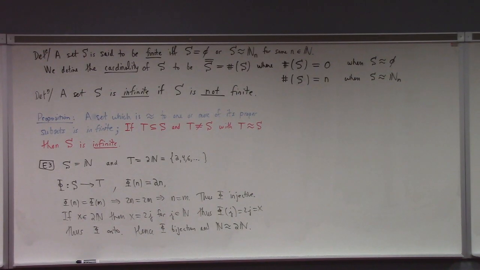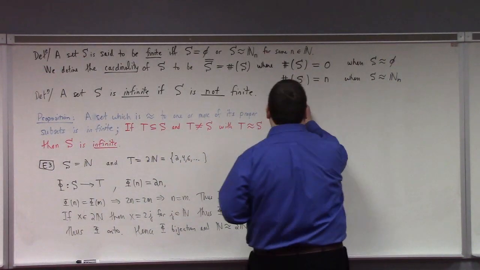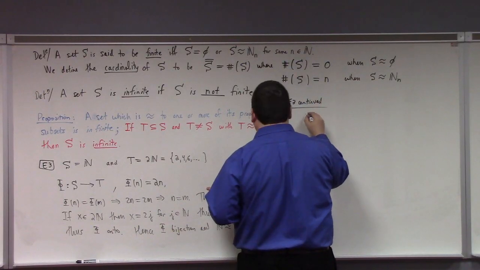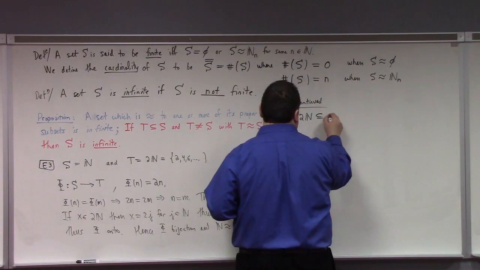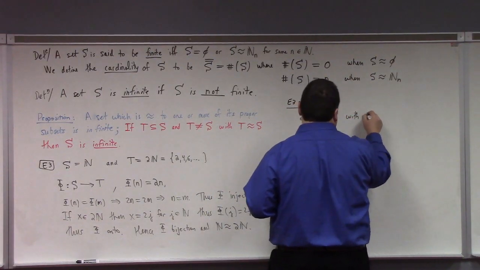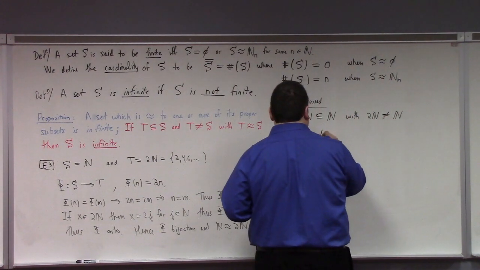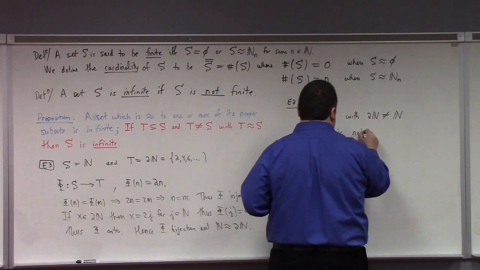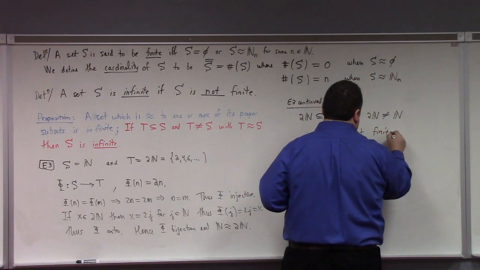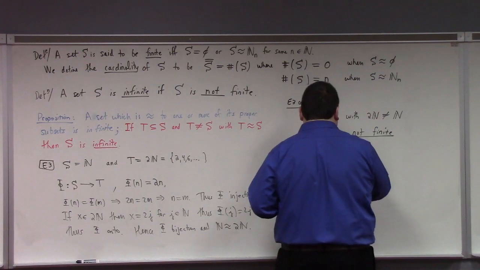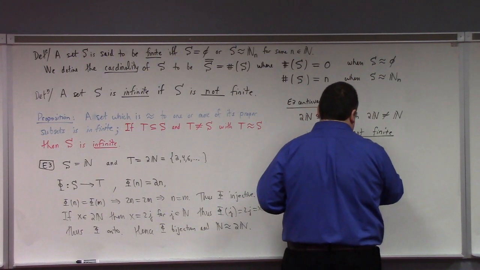All right. And then by the proposition above, what does this mean? Let's think about it. So we have 2N is a subset of N, right? With, of course, 2N not equal to N. Therefore, N is not finite. Right? In other words, N is infinite. Are we good?